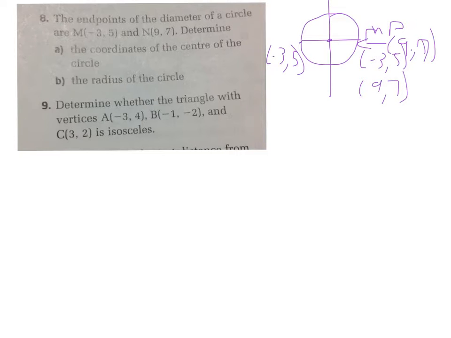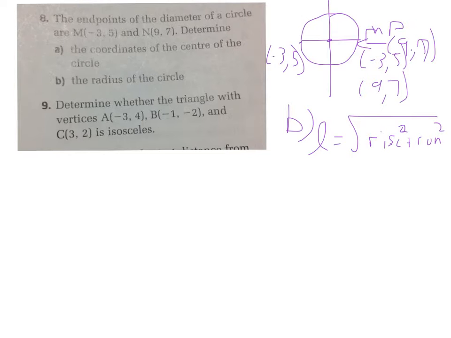The radius of the circle, you can do it two ways for 8b. You can either find the length of the diameter by just doing the square root of the rise squared plus the run squared. And then what you could do is just take that and divide by 2 to get the radius.